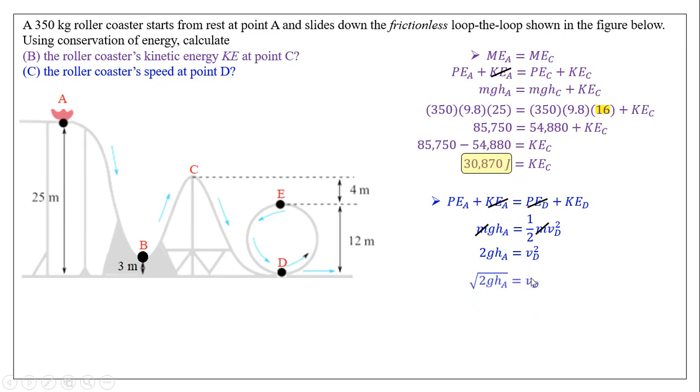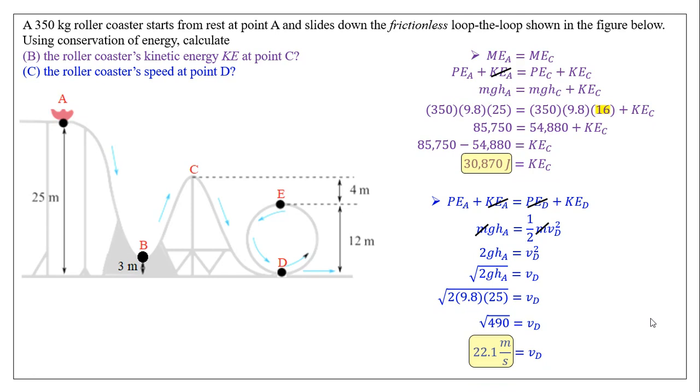And now, to get VD by itself, I need to square root both sides. Squaring both sides makes this exponent 2 disappear on the right side. And there you go on the left side. So radical 2GH. Well, I can just plug it in. 2 stays the same. G is substituted with 9.8. HA is 25. And if you simplify this on your calculator, 2 times 9.8 times 25 gives you 490. And then the square root of 490 is about 22.1 meters per second. Okay, that is the answer to part C.